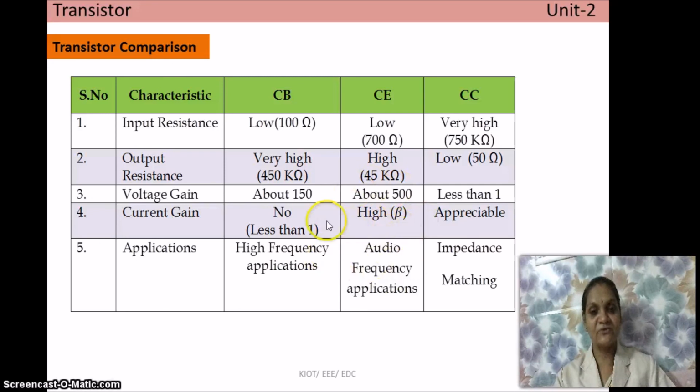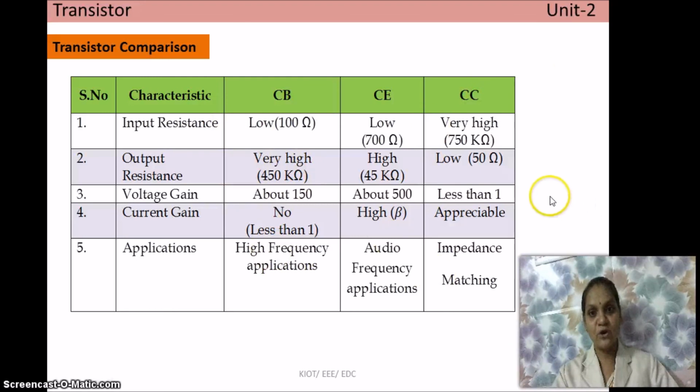And this is meant for audio frequency applications, low frequency applications, 20 to 20 kilohertz amplifications. We use the common emitter amplifier because here the output resistance is somewhat less, whereas in common base the output resistance is 450 kilo ohms. So common base is meant for high frequency applications.